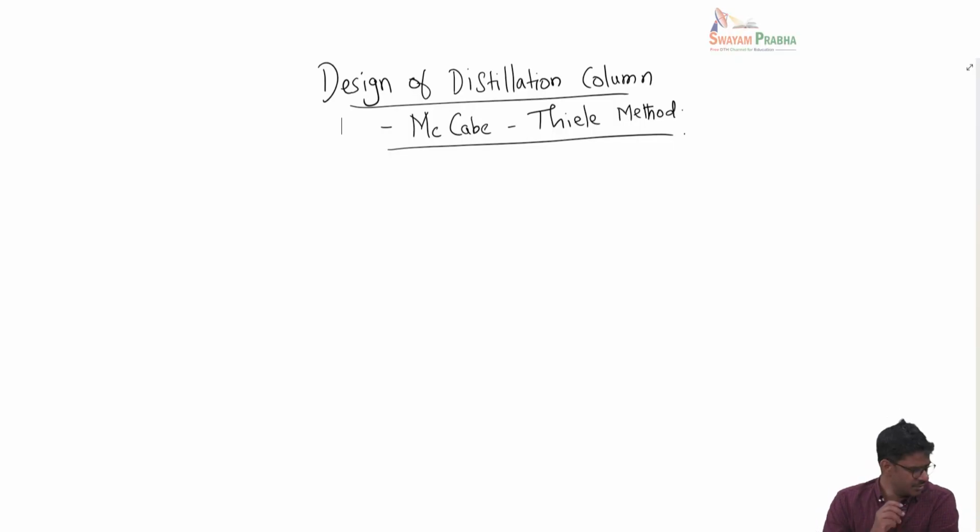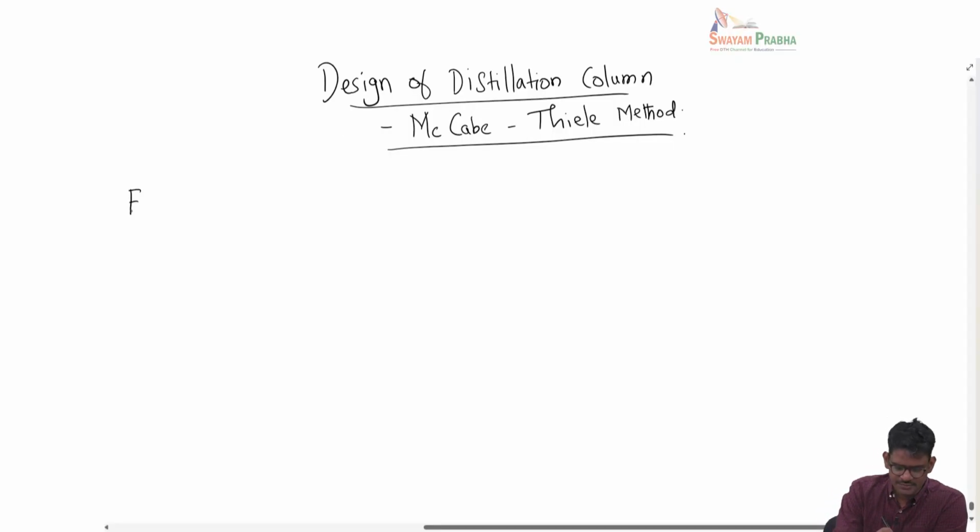This particular method involves several assumptions. I will enumerate them as we go along. And I also mentioned in the last class that the entire distillation column can be considered as two parts. One that is above the feed point is called the enriching section, and the one below the feed line is called the exhausting section. Okay, so the design will involve treating these two sections separately and then drawing the operating line for each section. So first we will talk about the enriching section.